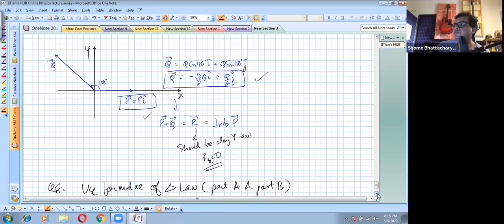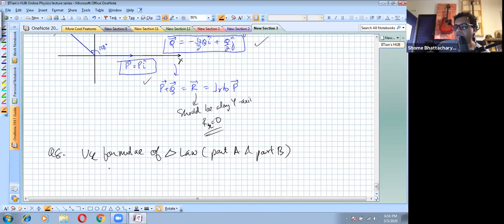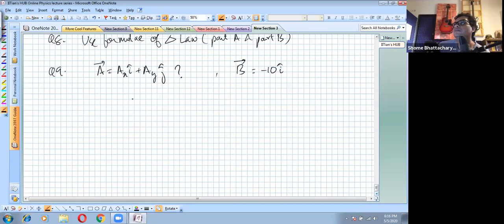Similarly, the ninth question also you can do by component method. In question 9, express the vector A in component form, Ax i cap plus Ay j cap. And the vector B you can already see is in component form. It is basically minus 10 i cap.